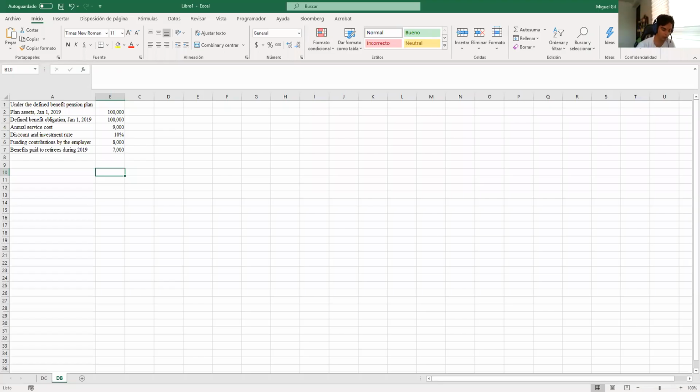Okay, so now we're going to start with the exercise from the defined benefit pension plan, which is going to be much more complicated to report and to account for. And in this exercise, I have a methodology that is really useful in terms of helping you to find the right numbers that you need to account for. So my suggestion is that you follow my methodology. I think it's quite simple.